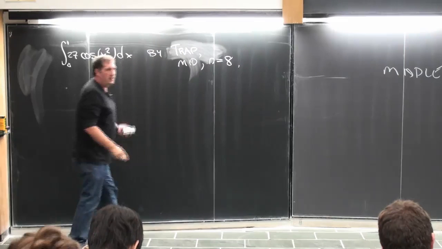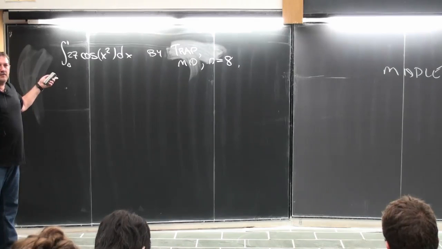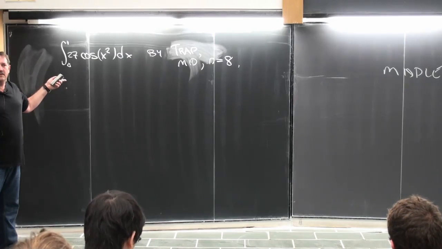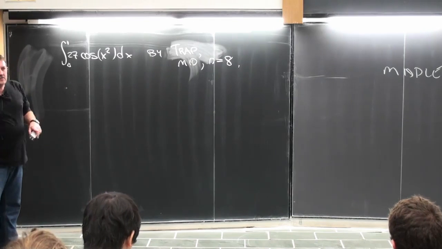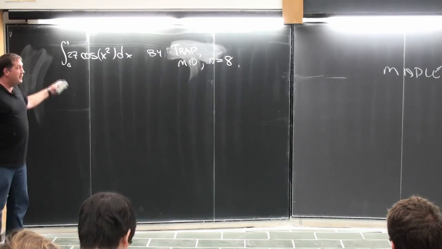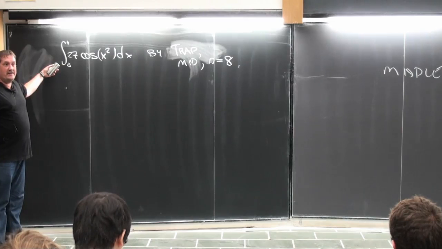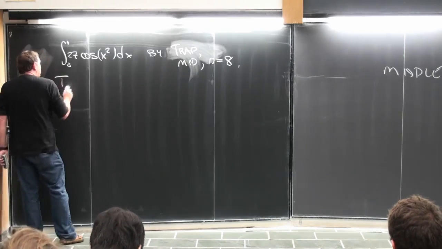Okay, so that's the problem. Does anyone need me to actually do the problem? The trapezoidal approximation of this? Yes? No? Okay. There's an answer. It's either yes or it's no. Does anyone want me to actually write down what T8 is? Yes. She does. Okay. So, T8.